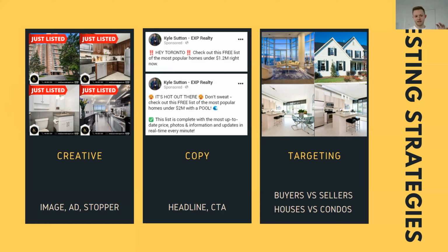Now, the creative, the actual image or video, is what's going to provide the biggest difference when it comes to testing. If it's an image, you can test different images from the home or different types of images. The reason why I have this big red banner here at the top is because it's what's called a scroll stopper.